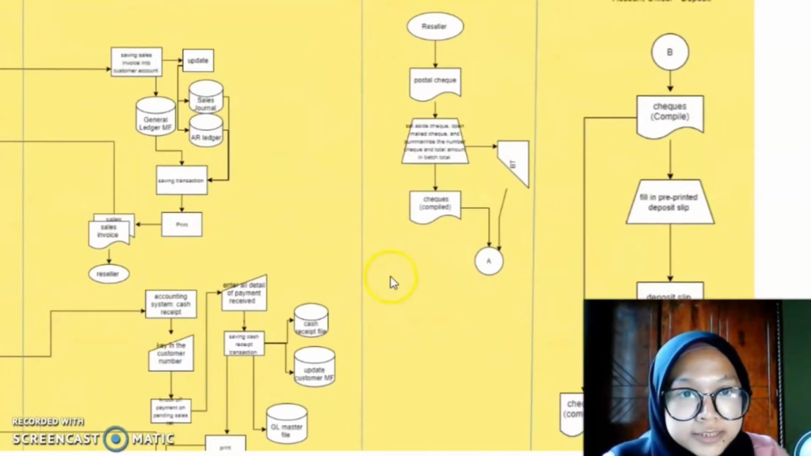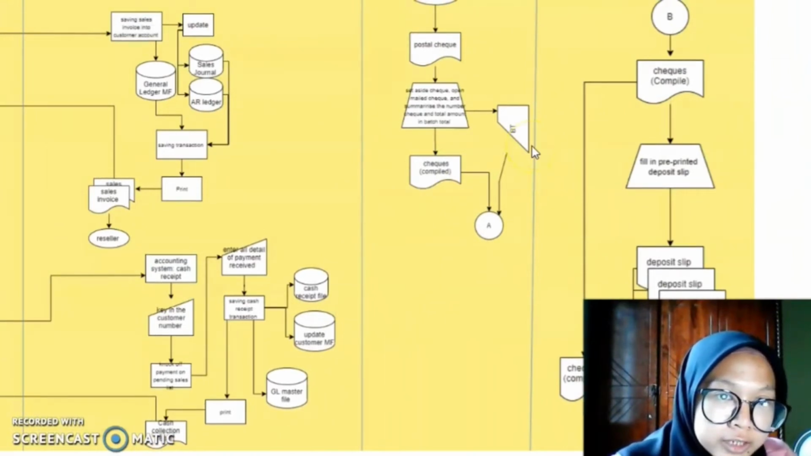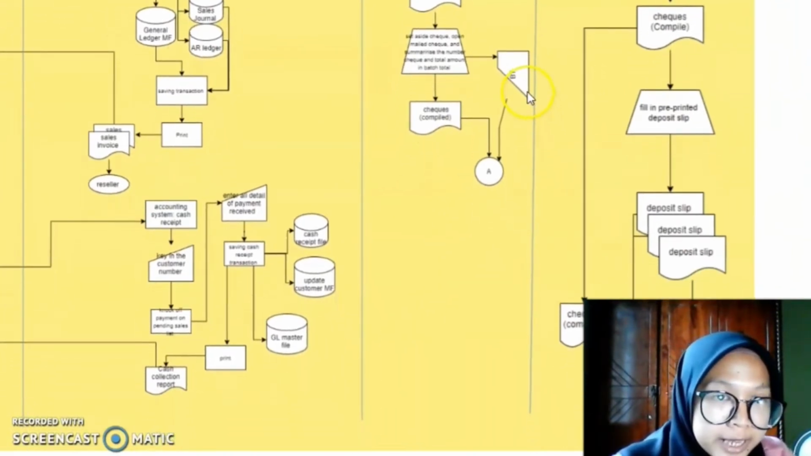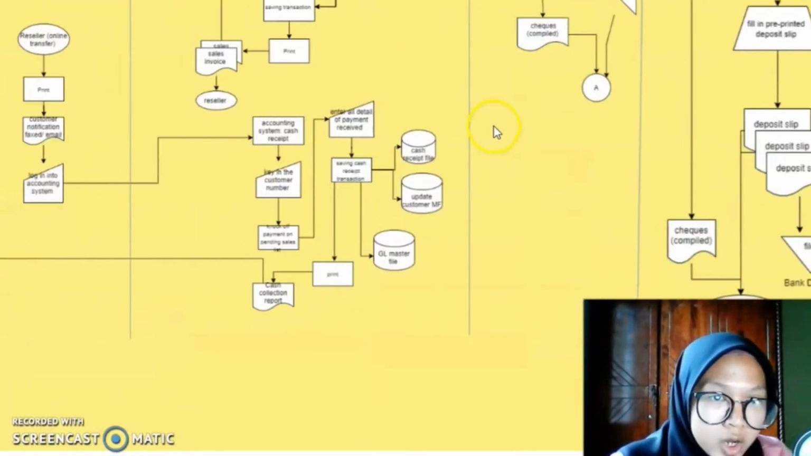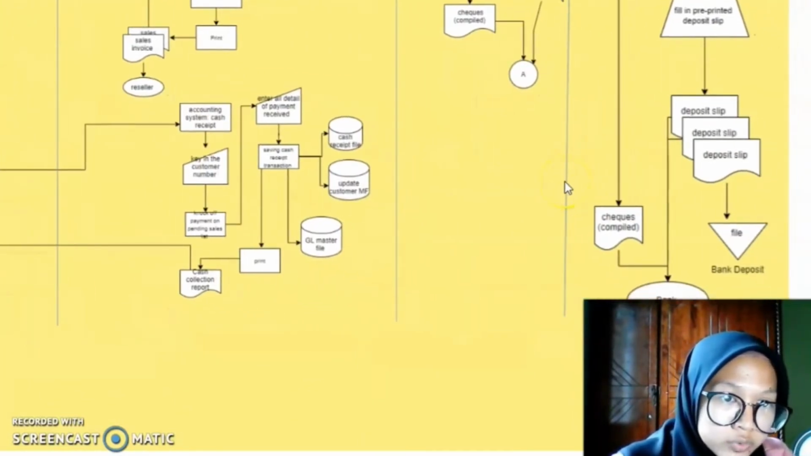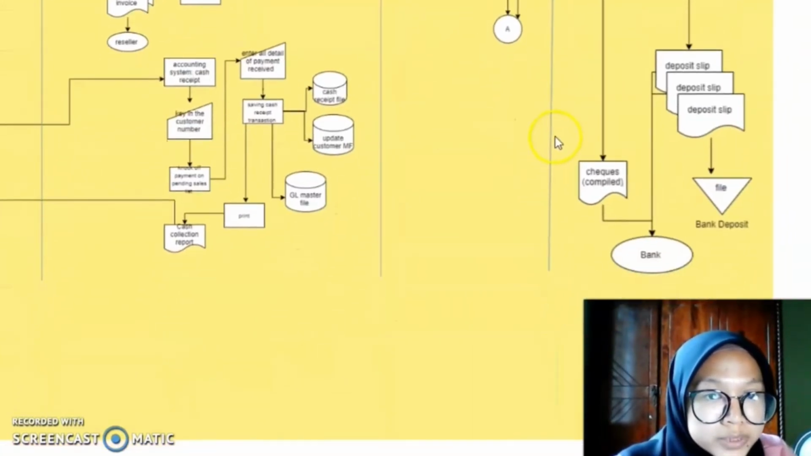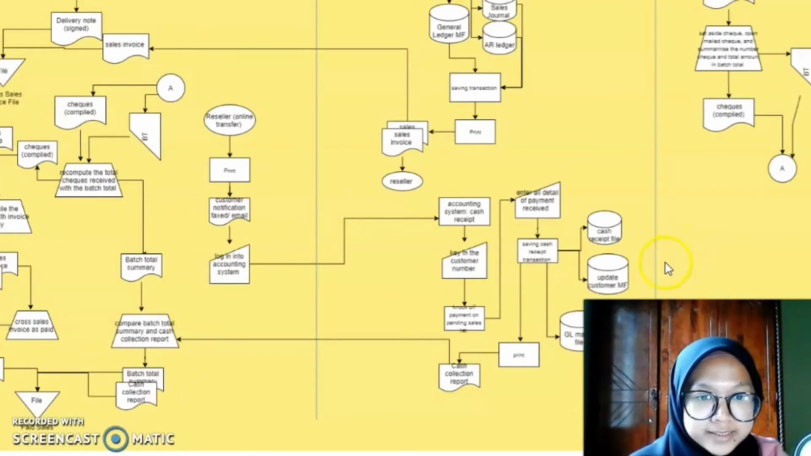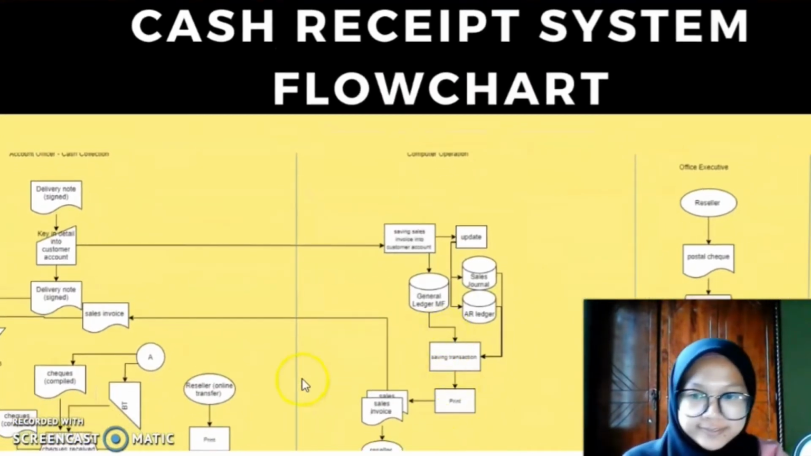And then after receiving the compiled checks, she then fills in a pre-printed deposit slip, and the deposit slip will be made into 3 copies. 1 copy will go into the bank deposit file, and the 2 copies together with the compiled checks will be sent to the bank. I think that's all from me for the cash receipt system flowchart.